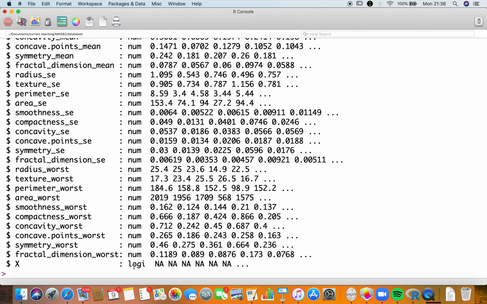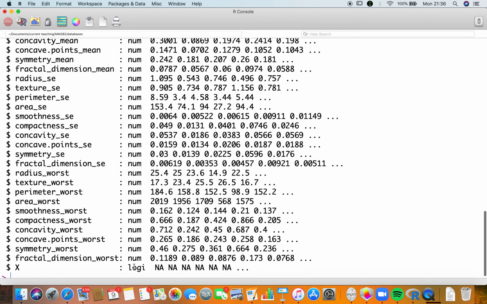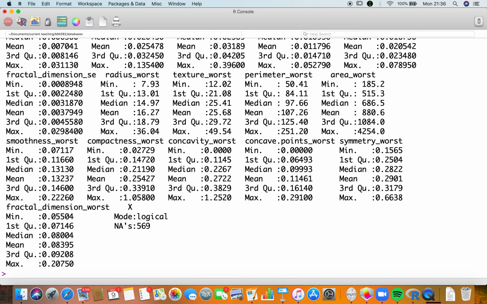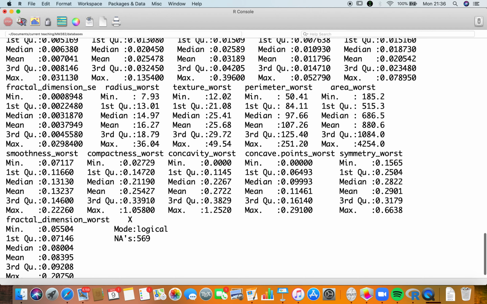Now you can take individual columns and do that, but by far the simplest way to do this is to use the summary function, and the summary function gives you these 6 quantities for each of the numerical columns. It gives you the min value, the max value, the first quartile, the third quartile, the mean, and the median.